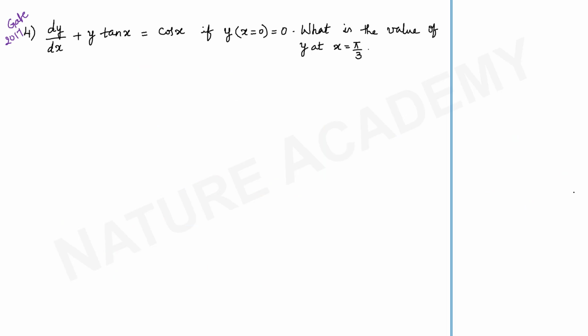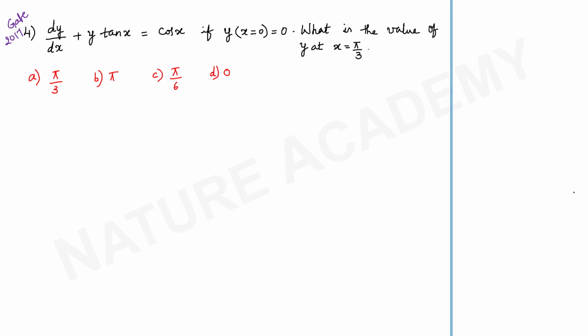The first question is dy by dx plus y tan x is equal to cos x. Now this is a GATE 2017 question, and the initial condition here is that if y is equal to 0 at x is equal to 0, what is the value at x is equal to pi by 3? And the options are pi by 3, pi by 6 and 0.